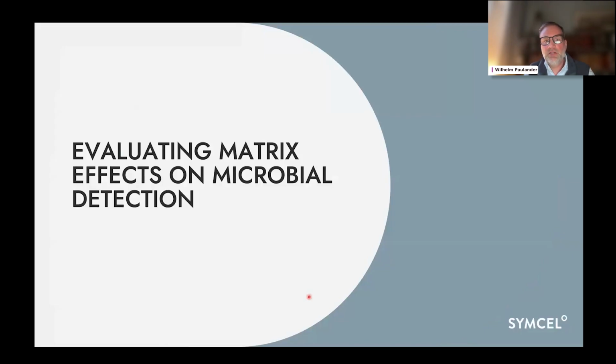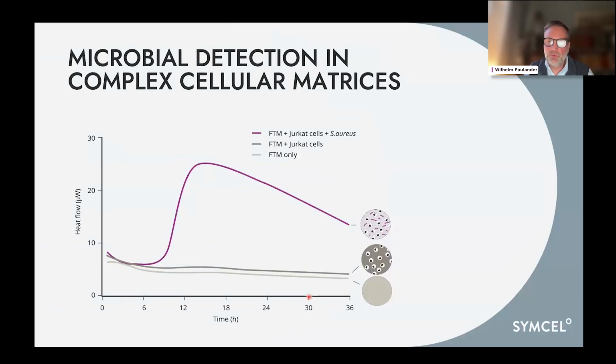If we then take a look at how the system is working when you have a product present and what effects the matrix has on time to detection, we will go over quite a lot of different product cases. But before we jump into that, I would like to just show you the principle of how we're measuring and how we're detecting, and how, for instance, a T-cell culture affects the detection of a microorganism.